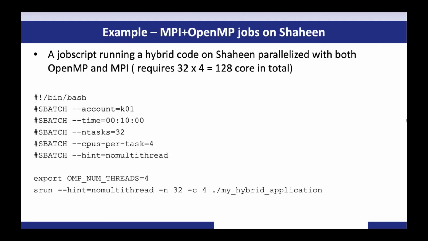In this example job script, we try to run a hybrid code capable of using both MPI and OpenMP. The application requires 32 MPI processes and 4 OpenMP threads spawned by each MPI process. That is, in total, 128 physical cores will be needed for this job. The job therefore requests 32 ntasks and 4 CPUs per task.